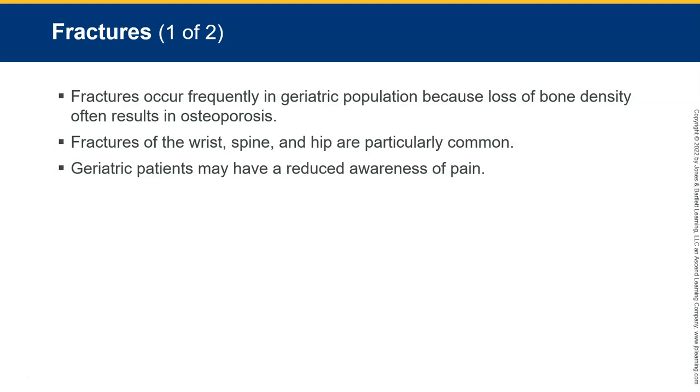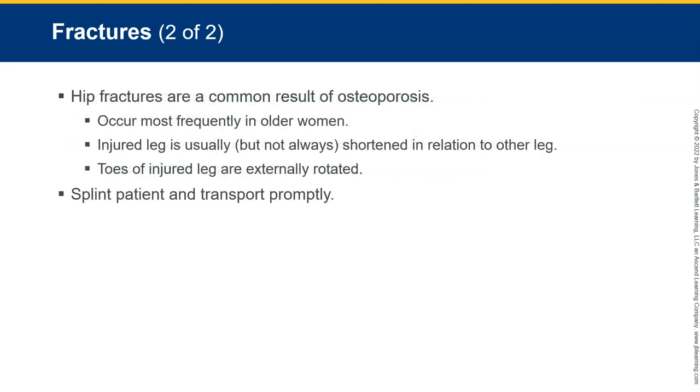Now, geriatric patients may have a reduced awareness of pain. Remember, we talked about nearly everything within the body slowing down and not working as well. That all goes for the nervous system and pain receptors too. So they may not even realize the seriousness of their injury. With this population, because they may have some spinal curvature or osteoporosis or whatever, if you need to spinally immobilize them, or even splint them, that might present quite a challenge because of the way their body works or doesn't work right now.